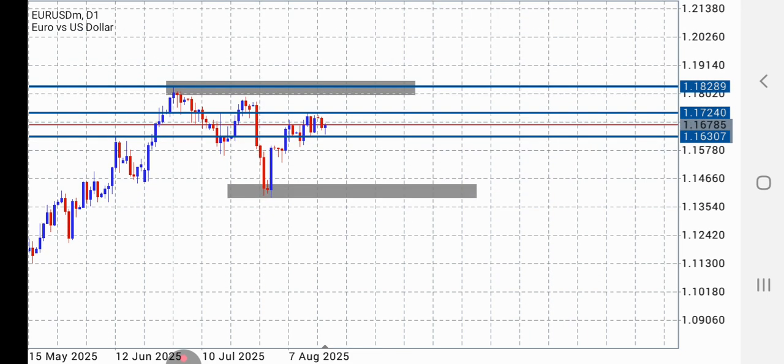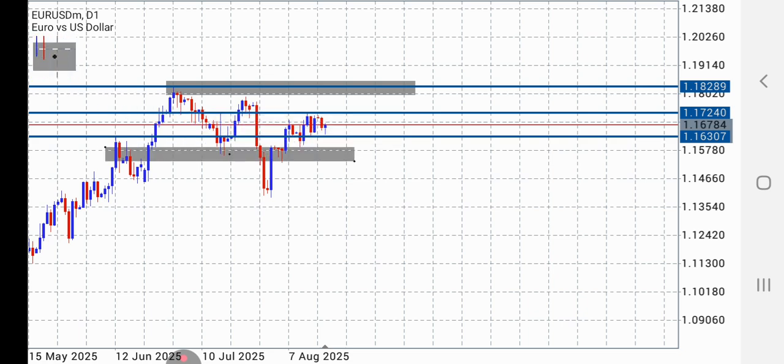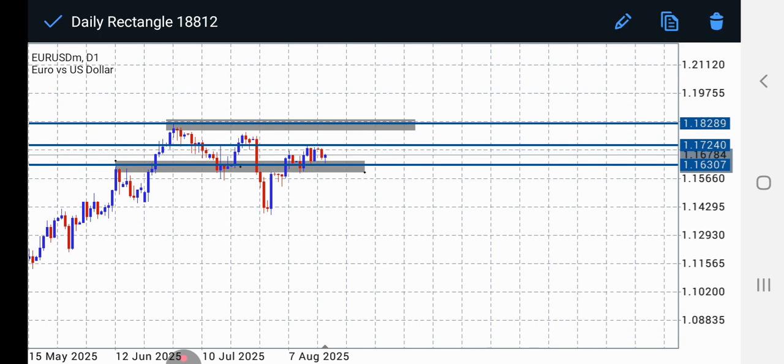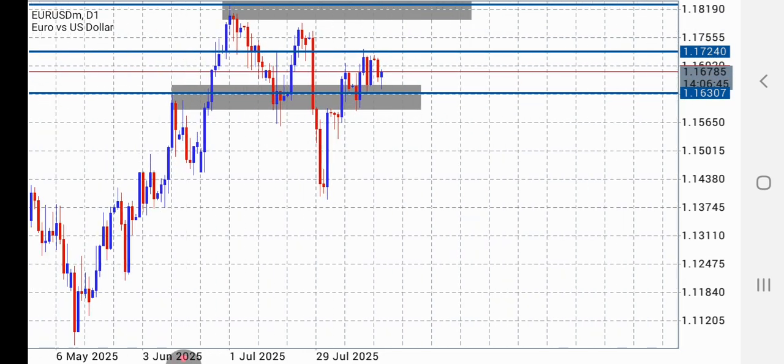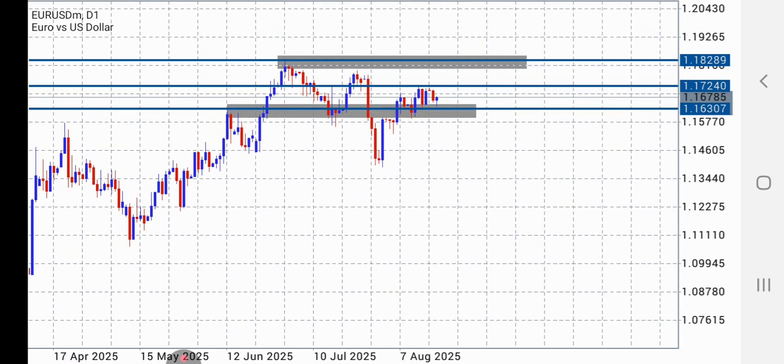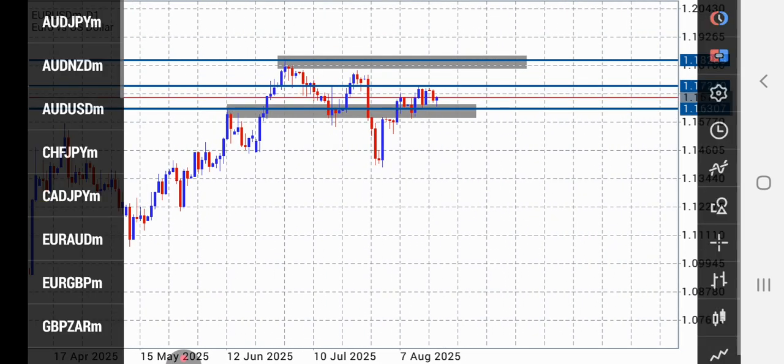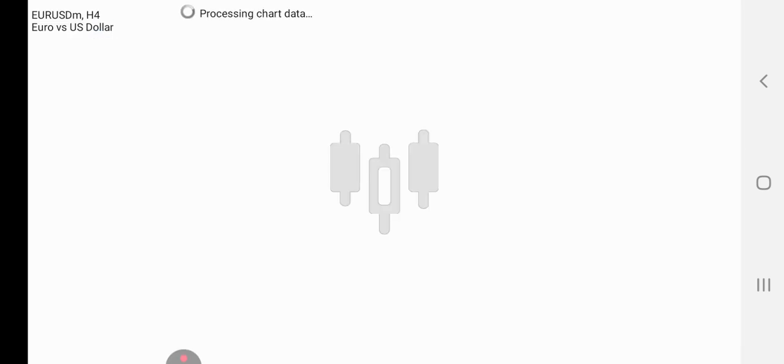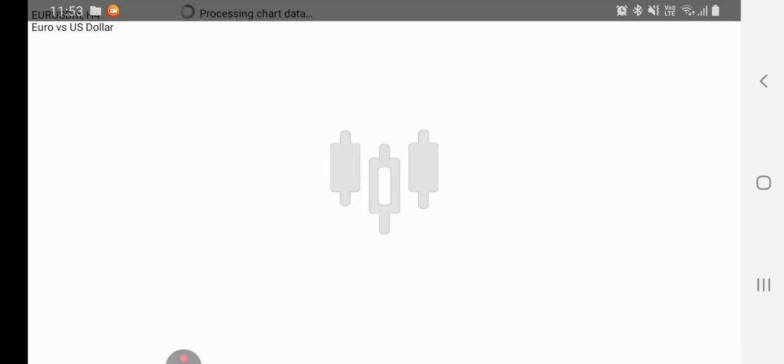So I see that we have some kind of support up there, some kind of resistance up there, and this kind of support down here. So now we've marked our support, resistance, and our highs and lows. Now I'm gonna go to the 4-hour time frame.